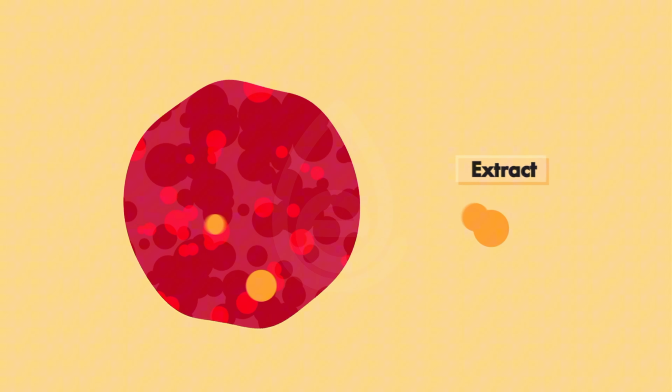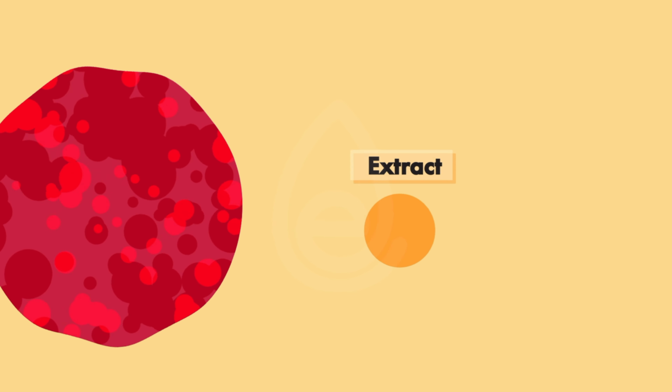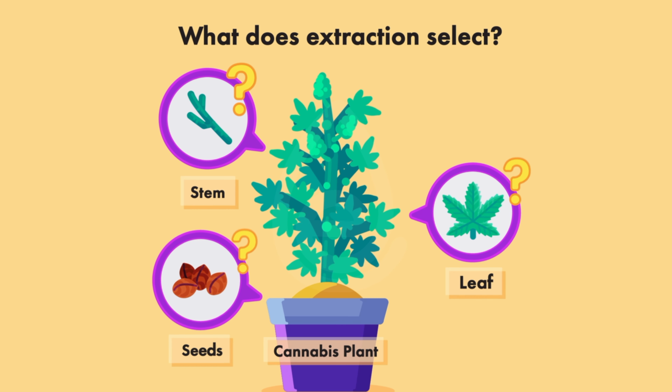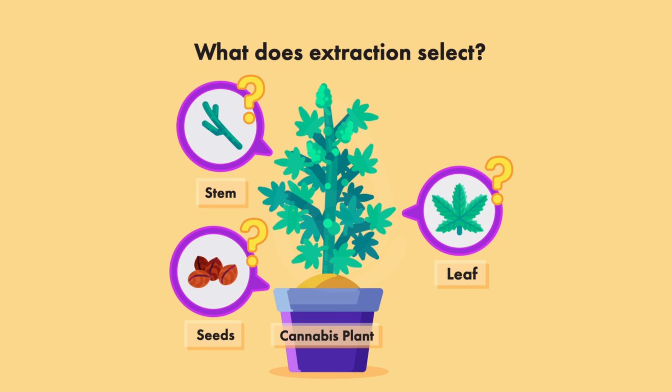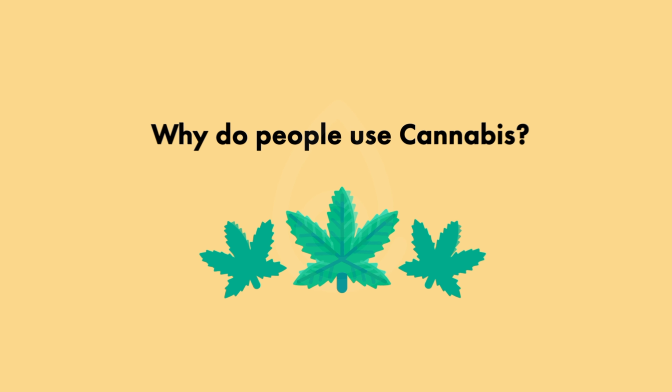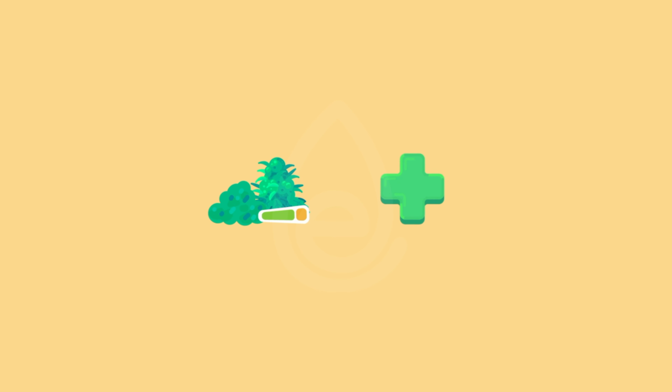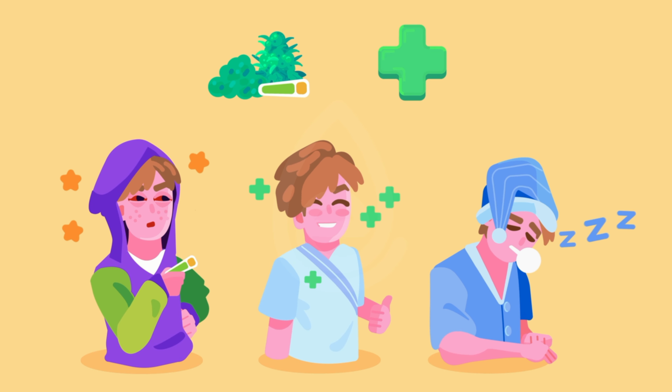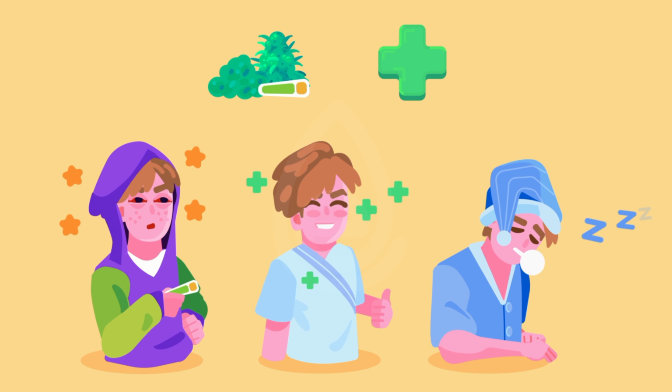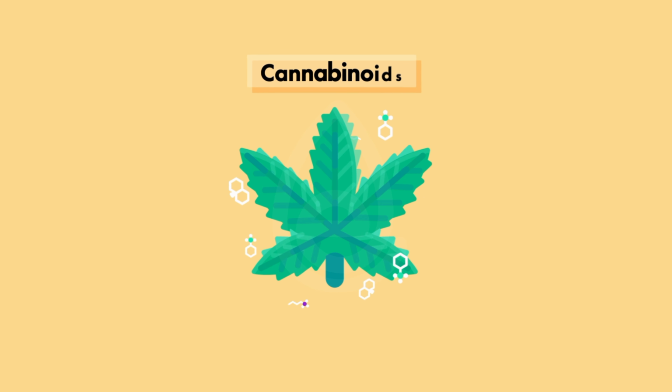Extraction selects and removes something from something else. So what does cannabis extraction usually select? Well, let's think about what people might use cannabis for. They look for the recreational and medicinal effects of certain chemicals. The most well-known of these are cannabinoids.